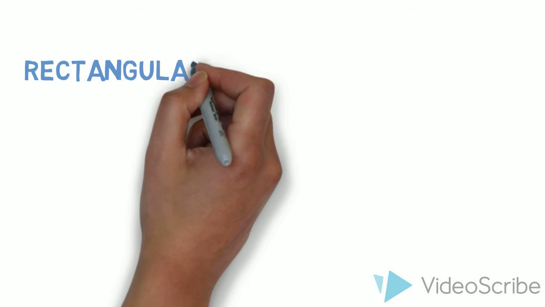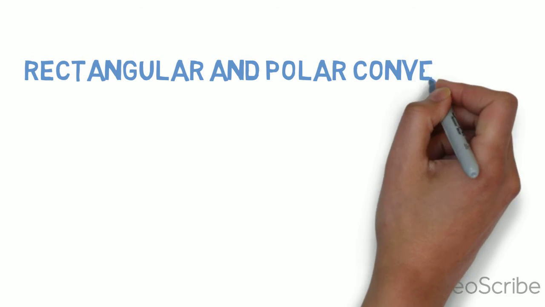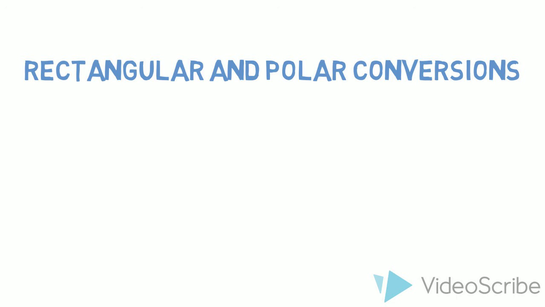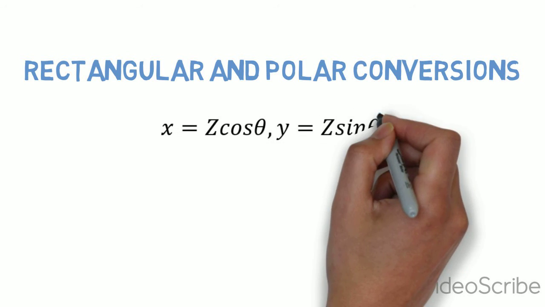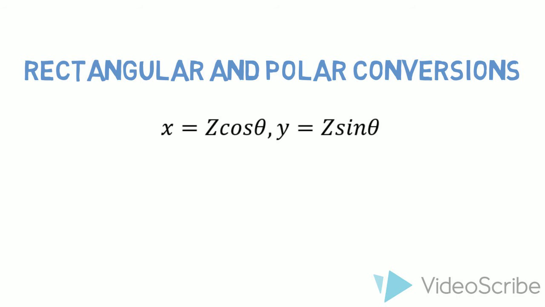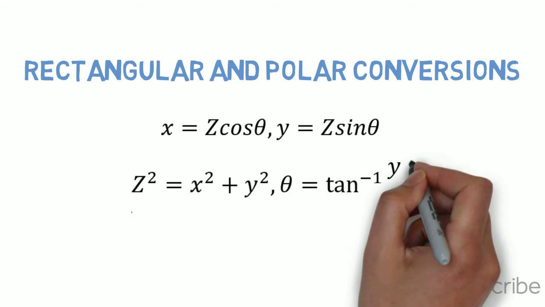And we can convert from a polar representation to rectangular representation for addition and subtraction. This is the equation to convert from polar to rectangular, and these are the equations to convert from rectangular to polar.